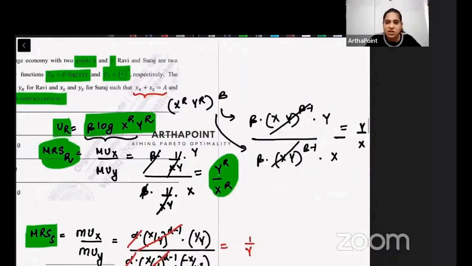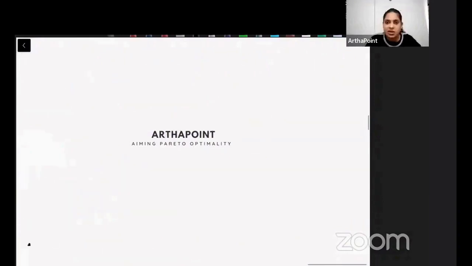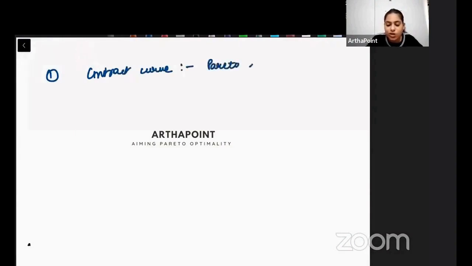Quickly, let's write down the takeaways from this question. What are the takeaways of this question? The takeaways of this question are that first, we should know what is a contract curve. A contract curve shows us the Pareto efficient points of all the individuals. A Pareto efficient point of an individual is where I can equate MRS of individual 1 to MRS of individual B.